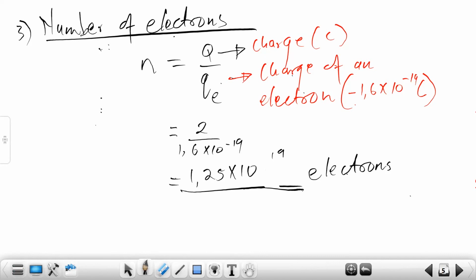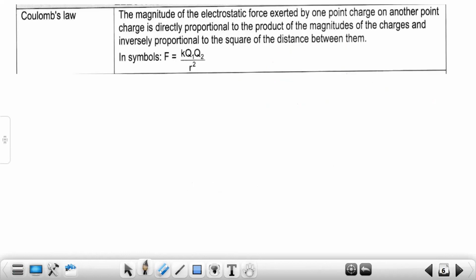Thank you. Now, we move to the number of electrons. Okay, that one is done. And then the fourth one now will be Coulomb's law. And this is what Coulomb's law says.